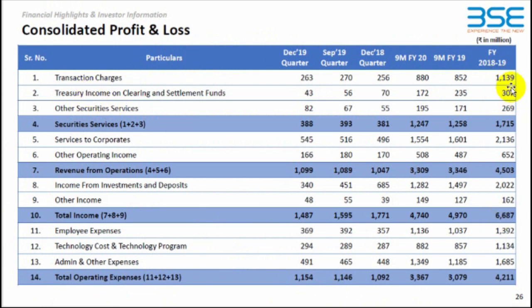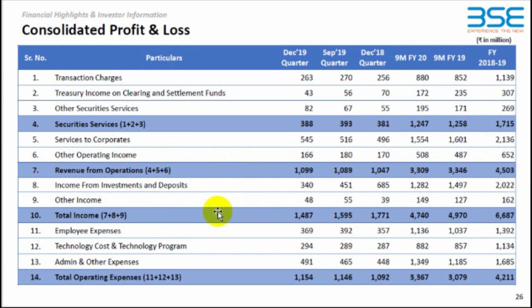Transaction charges generated around 113 crores for the company. Treasury income on clearing and settlement funds contributed around 30 crores to the revenue, and other security services contributed around 26.9 crores. The total of the three is security services, which generated in total 171 crores. Services to corporates and other operating income contributed around 213 crores and 65 crores. That is, revenue from operations in total generated around 450 crores.